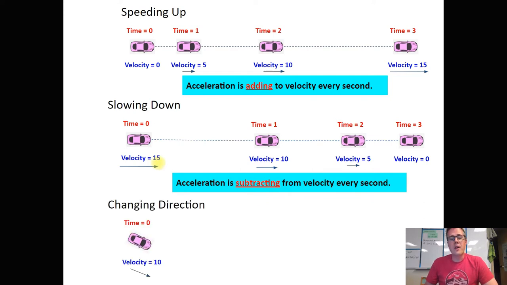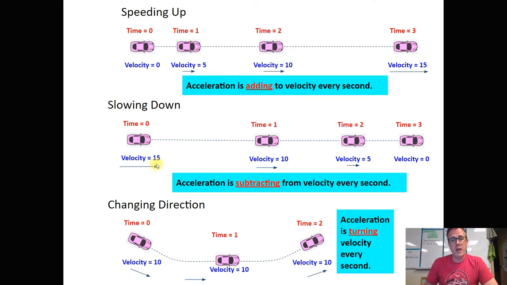And then the last one is where you're changing direction. Notice that in this picture, the speed is the same, but the direction of the velocity arrow keeps changing as the time goes on. All three of these are different forms of acceleration. The first one you're adding to the velocity, the second one you're taking away from the velocity, and the third one, you're changing the direction of the velocity.